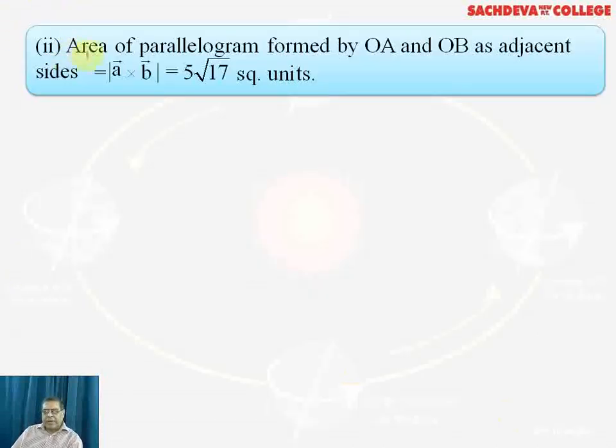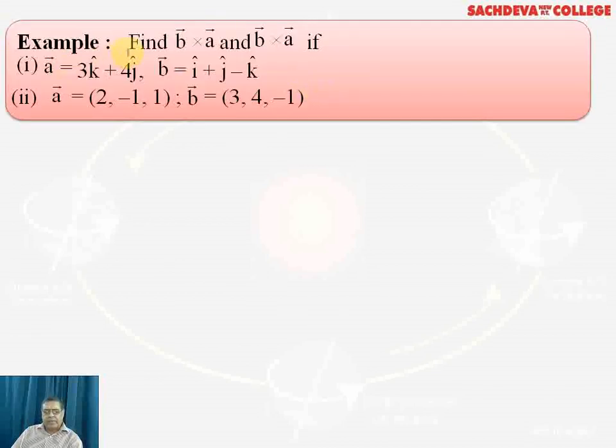Now the area of the parallelogram, with OA and OB as adjacent sides, is given by the modulus of the cross product of A and B, and that is 5 root 17 square units. Now another example. There are two vectors given. We have to find the cross product of A and B, and the cross product of B and A, if vector A is given and vector B is given in the two parts.